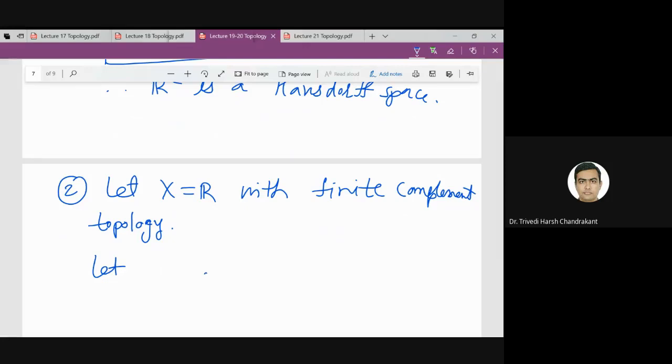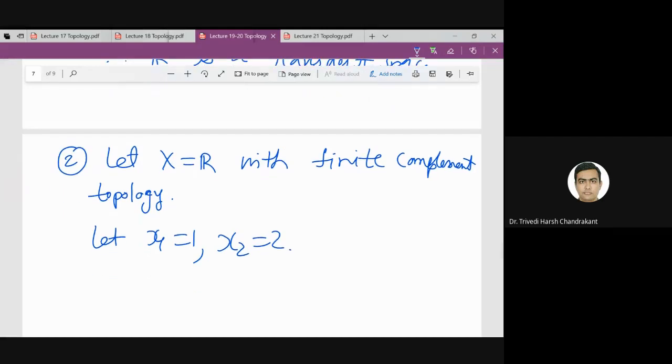So basically what I'm taking is, let x1 be 1 and x2 be 2. So clearly x1 and x2 are disjoint points in R. What I want to show is: can I find two open sets in this topology, one containing the point 1 and the other containing the point 2, such that they are disjoint? So let us suppose there are two such sets.